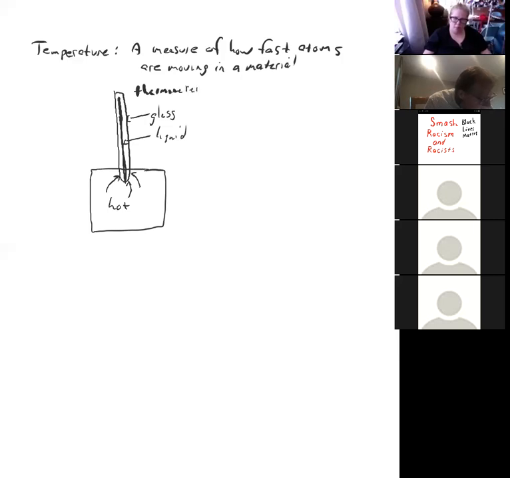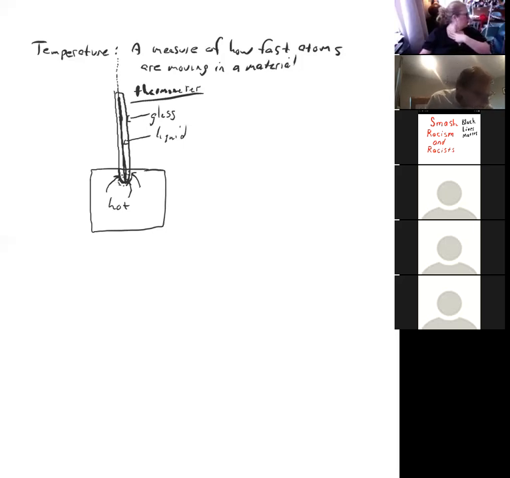Very primitive, right? If you think about it, it doesn't take much technology to do that. Take a piece of liquid and a piece of glass, but it actually works. And it works because when you put it in the hot material, those atoms are moving very rapidly. They start colliding with the glass atoms and transferring kinetic energy to those glass atoms. So they start moving faster. They then start colliding with the liquid. The liquid has nowhere to go when it starts moving faster. It can't move to the sides because it's in a little capillary. So the only thing it can do is start spreading out upward. And so it starts rising up higher and higher.